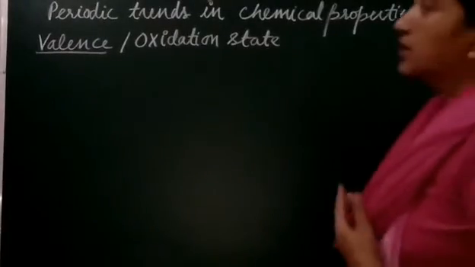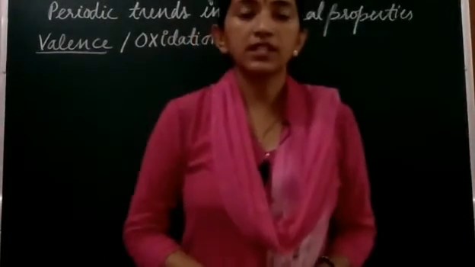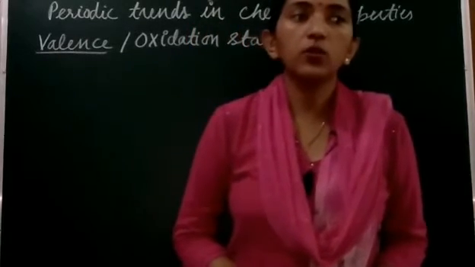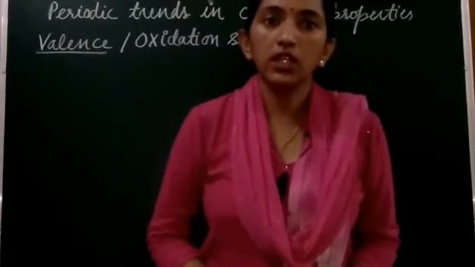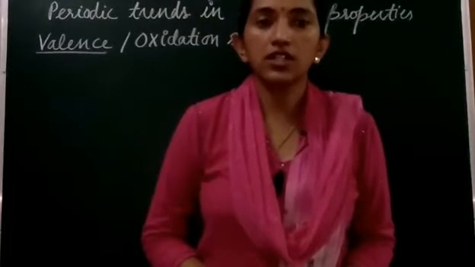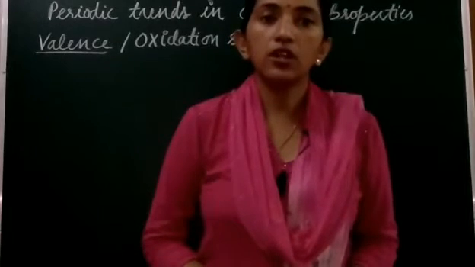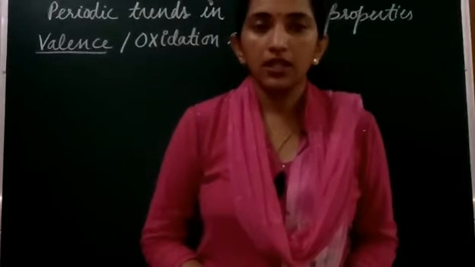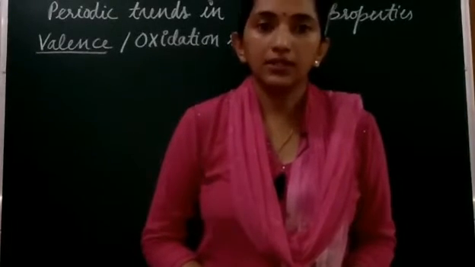Good morning, students. Today we are going to discuss the periodic trend in the chemical properties. To begin with, we have to first go through the valence or the oxidation state. Now, students, you are very well aware of what is valency, right? Or what is the valence.